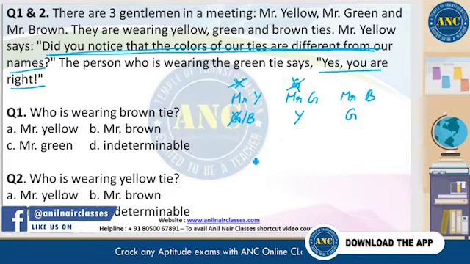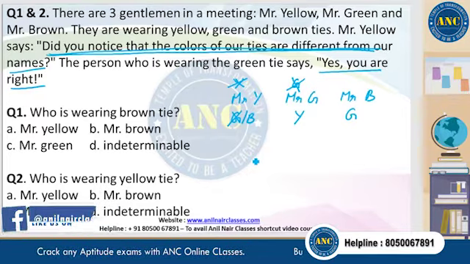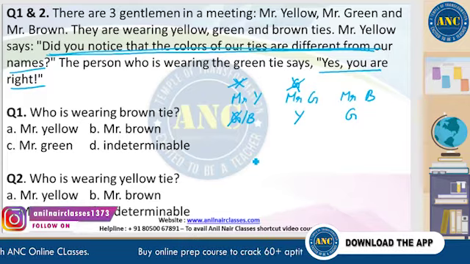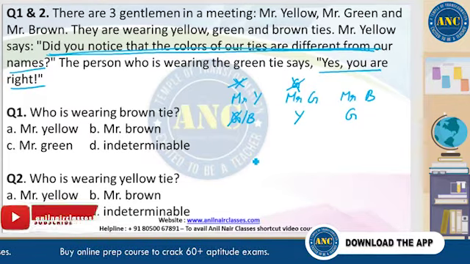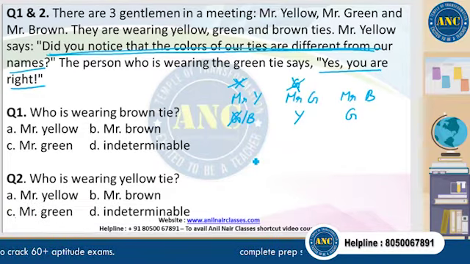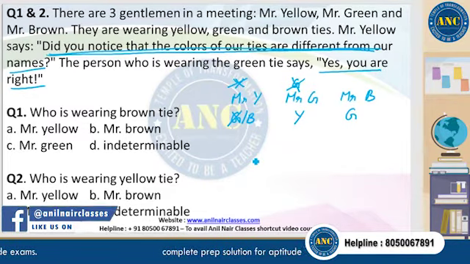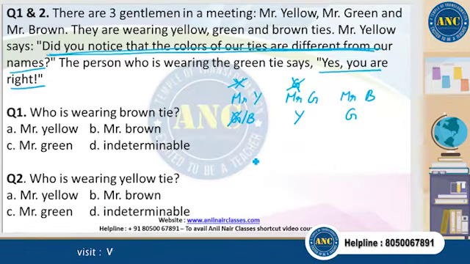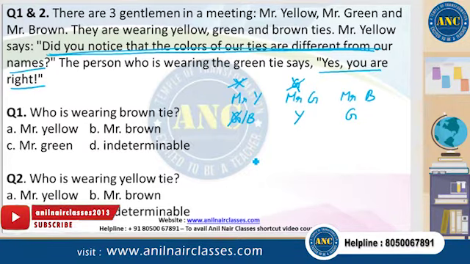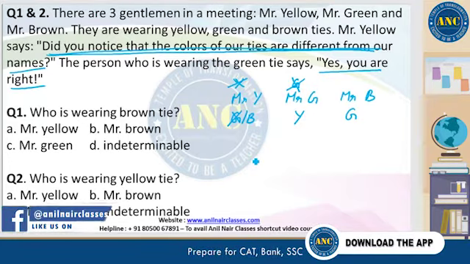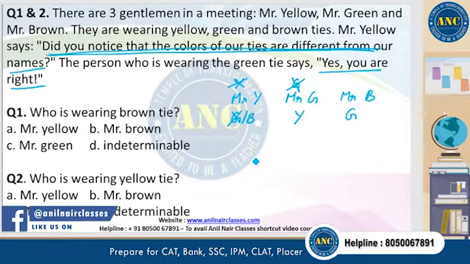Okay. Mr. Yellow says that the colors of our ties are different from our names. Mr. Yellow is definitely not wearing a yellow color tie. It must either be a green or a brown colored tie, right? But the problem is it cannot be a green colored tie because Mr. Yellow cannot answer to himself, yes, you are right. That means somebody else is wearing a green colored tie, which cannot be Mr. Green because the colors of ties are different, right? Because yes, you're right, that means that's a right statement, it's not a false statement.